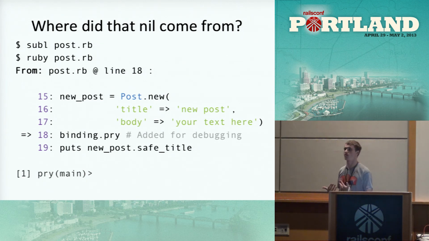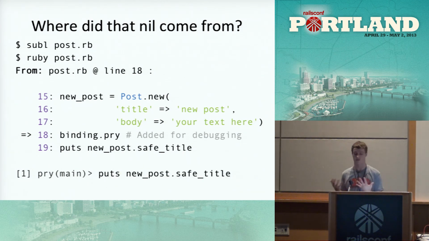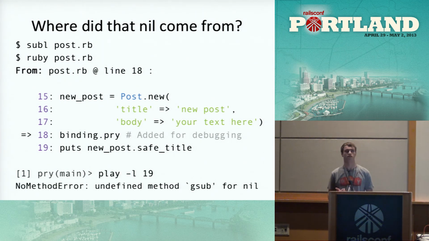Just before we do that, I like to make a habit of checking that the problem is actually where I think the problem is, because I've wasted so much time in the past debugging issues that weren't actually the right issue. And we can do that by running play -l 19. Pry's play command lets you run code that's around you in the environment. -l is the line, so if I play line 19, it's exactly the same as if I'd just typed in line 19. And unsurprisingly, it still crashes in the same way. Undefined method gsub for nil.